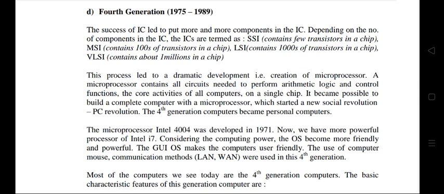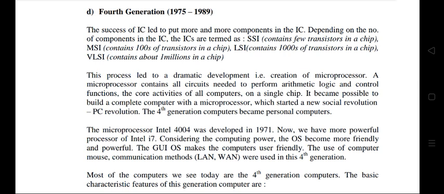A microprocessor contains all circuits needed to perform arithmetic, logic and control functions, the core activities of all computers, on a single chip. It became possible to build a complete computer with a microprocessor, which started a new social revolution, PC revolution. The fourth generation computers became personal computers. The microprocessor Intel 4004 was developed in 1971. Now we have more powerful processor of Intel i7.